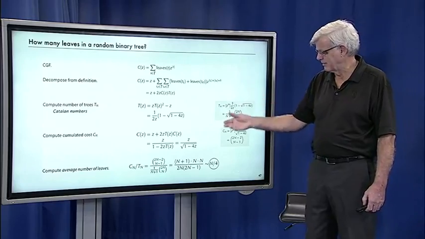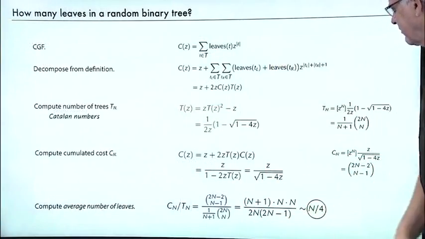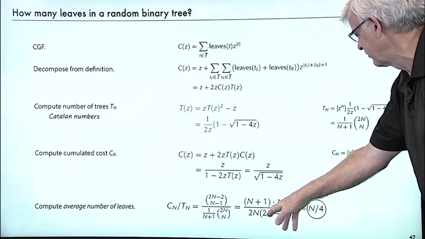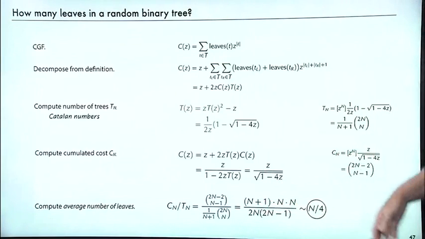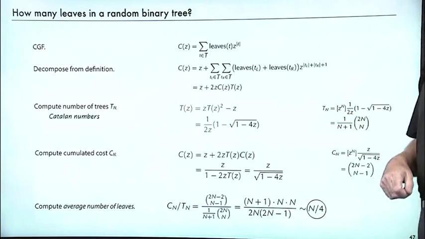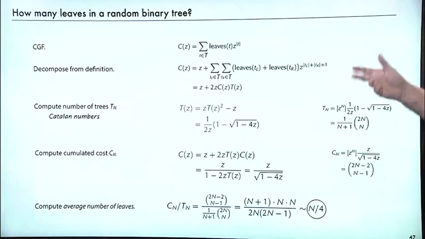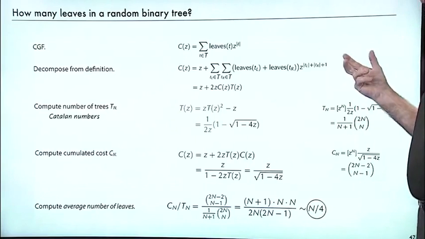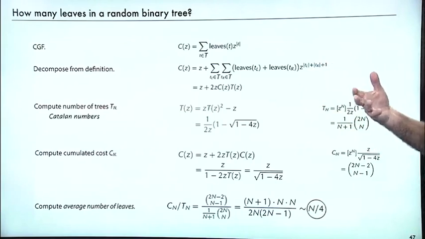And if you divide those two, almost everything cancels except for an n plus 1 times n n on the top, 2n times 2n minus 1 on the bottom. So that's 3 n's and 2 n's, and that's asymptotic to n over 4. So about a quarter of the nodes in a random binary tree are leaves.